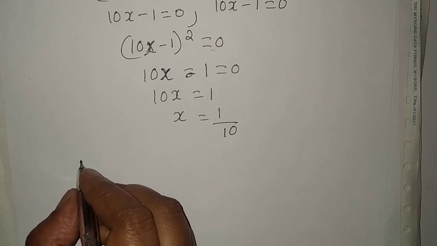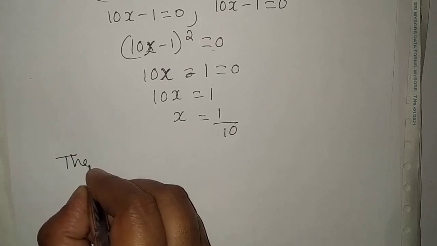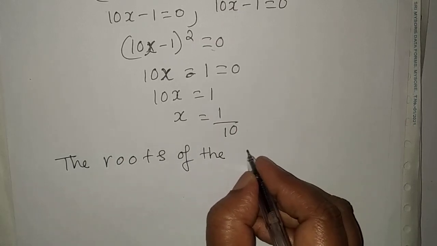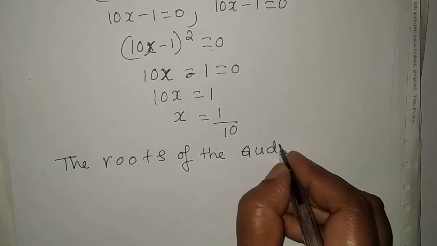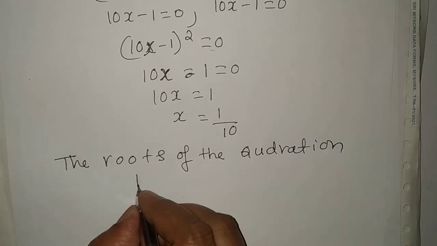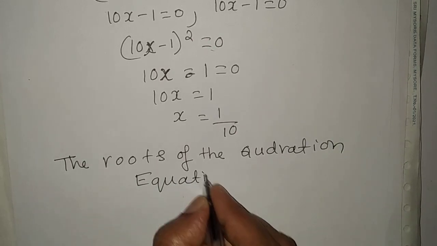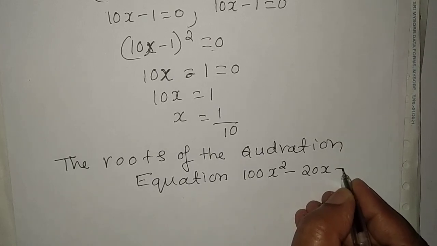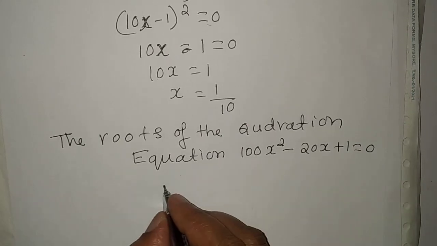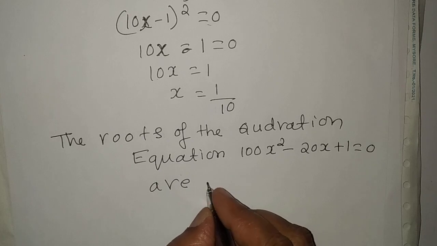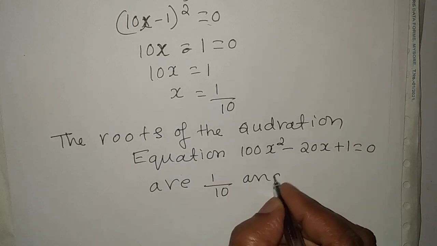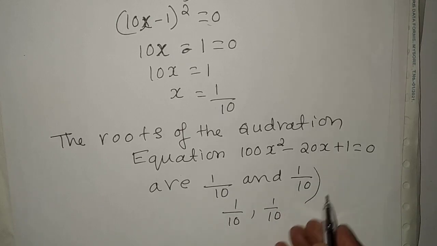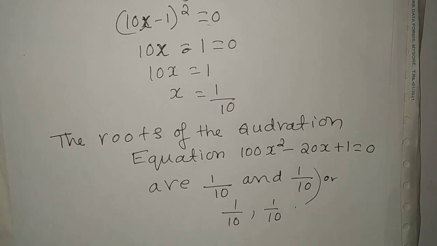Therefore final conclusion is the roots of the quadratic equation 100x square minus 20x plus 1 is equal to 0 are 1 by 10 and 1 by 10, or we can write as 1 by 10 comma 1 by 10.